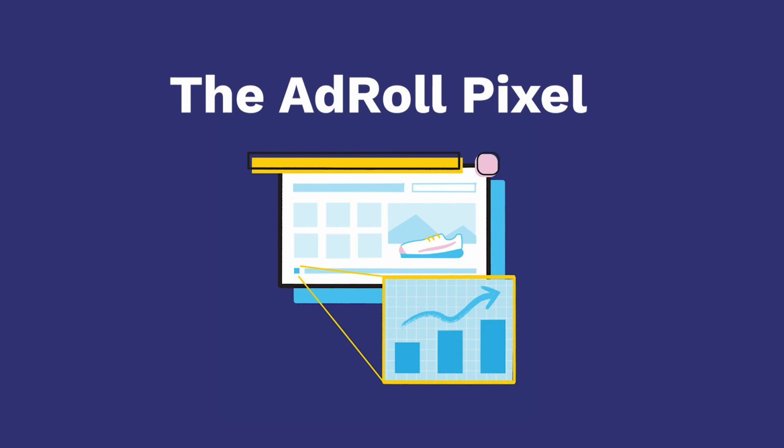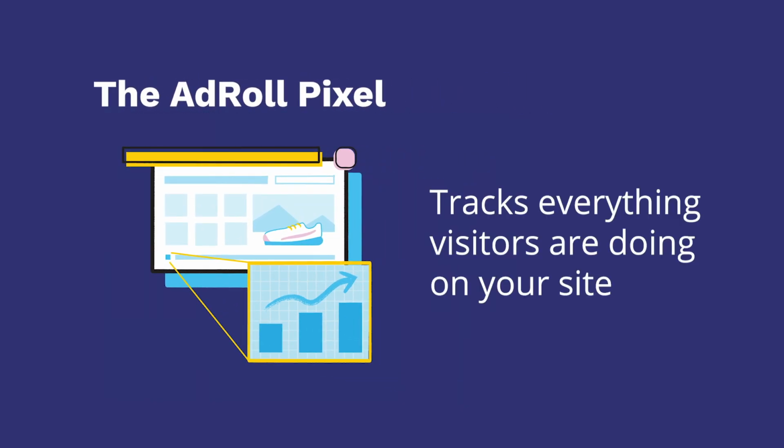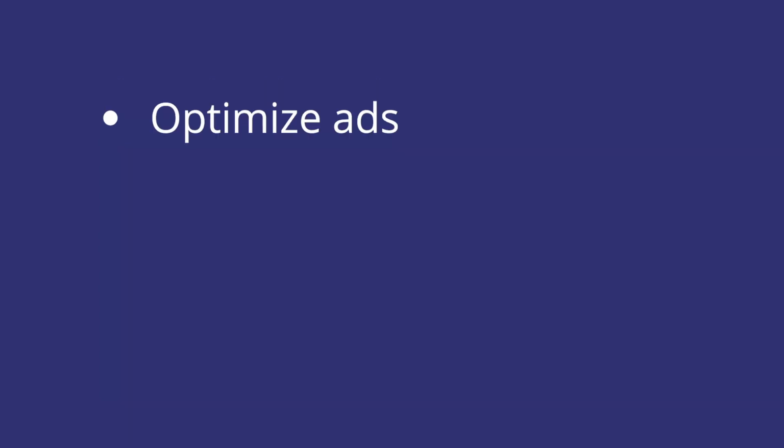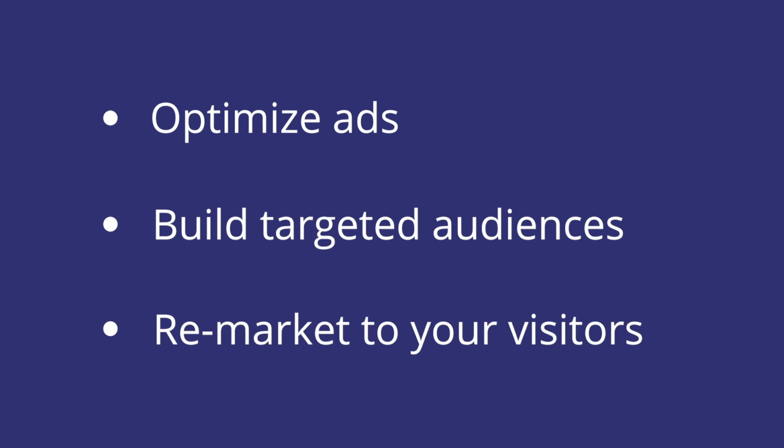In order to get started with AdRoll, the first step you need to take is setting up your pixel. The AdRoll pixel is key to using AdRoll because it's what tracks everything your visitors are doing on your site. So before you can optimize your ads, build targeted audiences for future campaigns, or remarket to your visitors, we have to get the pixel installed.